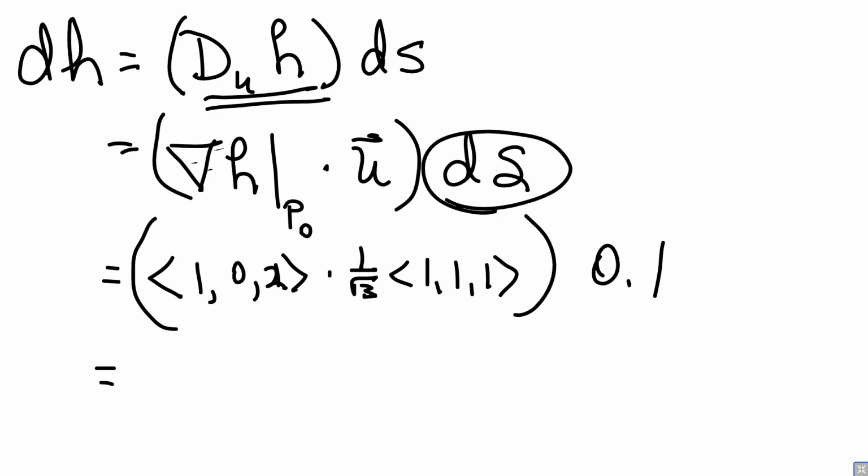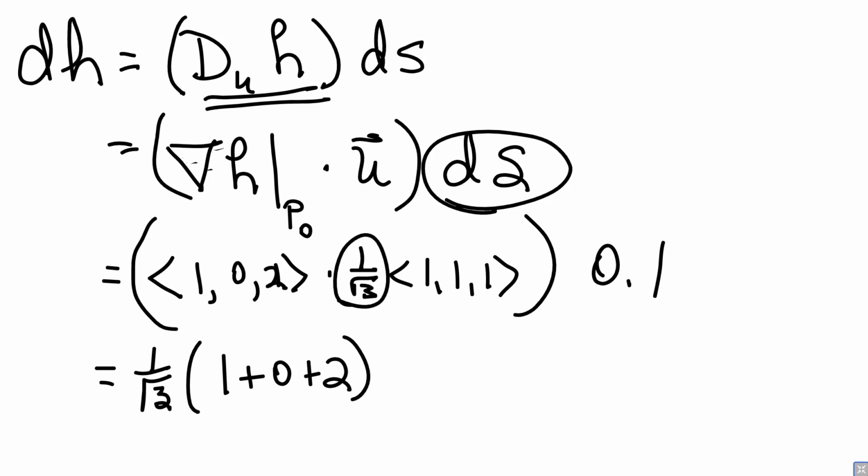Okay. Now, when we're doing the dot product, a constant can be pulled out. So the 1 over square root of 3 can be pulled out. And we're going to multiply by. All right, so when we do the dot product, we're going to have 1 plus 0 plus 2. Okay, and then we're going to multiply that by 0.1. Or essentially, we're going to end up with 3 over the square root of 3 times 0.1.